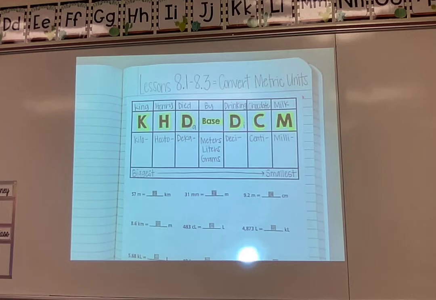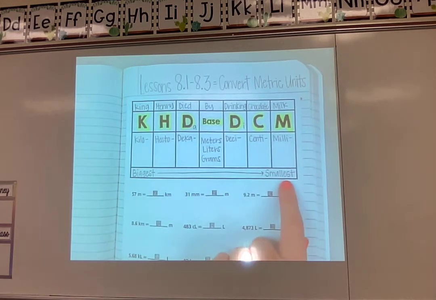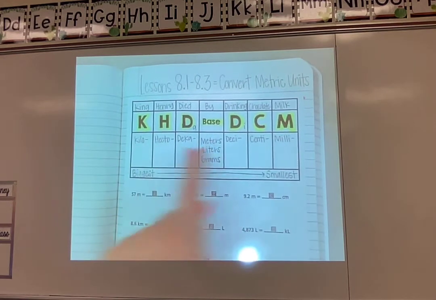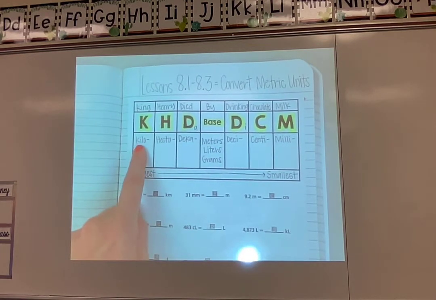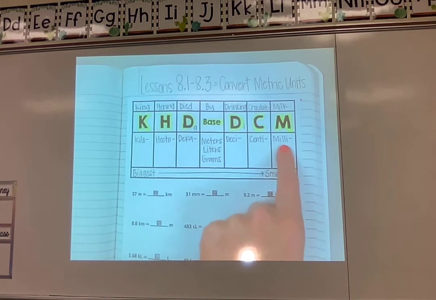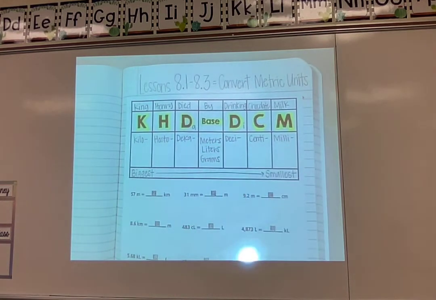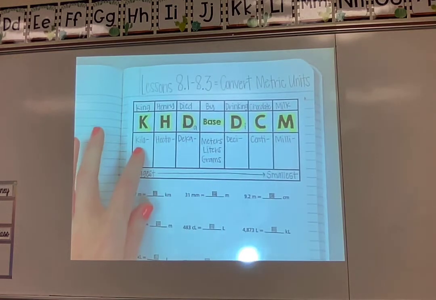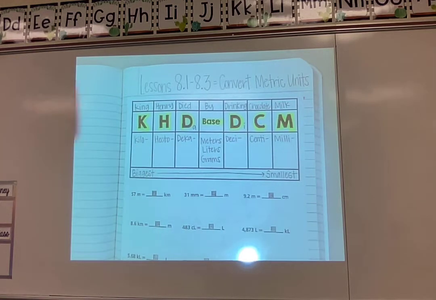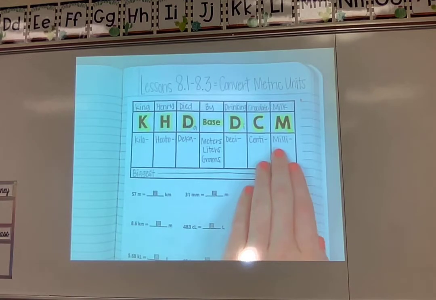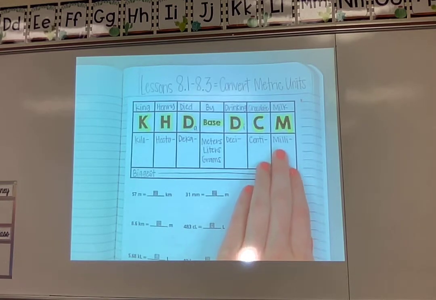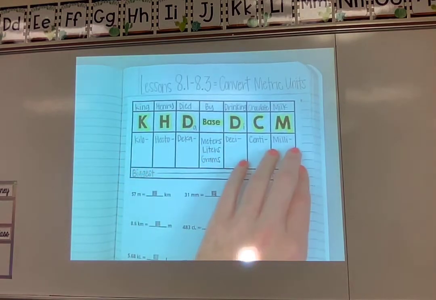One more thing that's important to know is these measurements go from biggest to smallest. So kilo, like kilometers, that's the biggest measurement. And then like millimeters, is the smallest. If you're thinking of like a mile, kilometers is like their mile. That's a long, long, long ways. That's really big. Millimeters is like the size of a freckle. Very, very, very small. So they go from biggest to smallest.